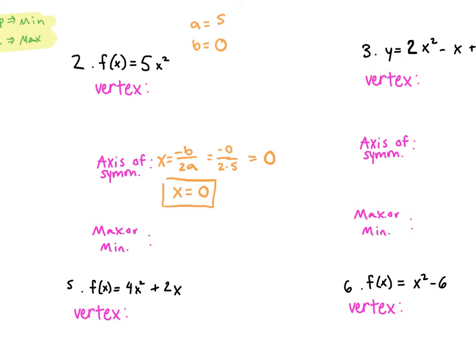X equals 0. So then what's our first number in our vertex? 0. How do we find the second number? Plug in 0. So we have 5 times 0 squared. What's 0 squared? 0. And what's 5 times 0? 0. So what's our second number in our vertex? 0.